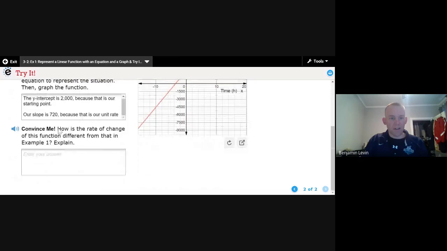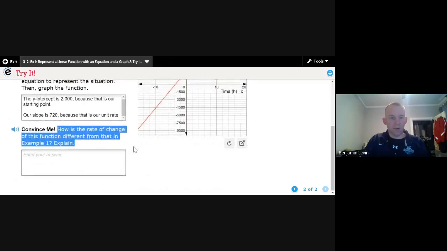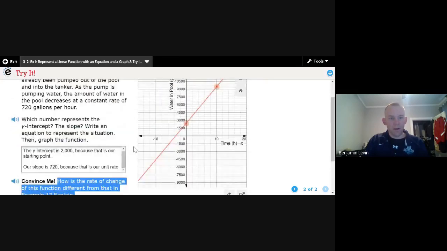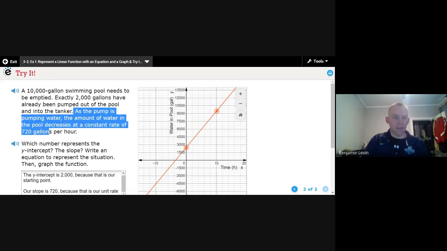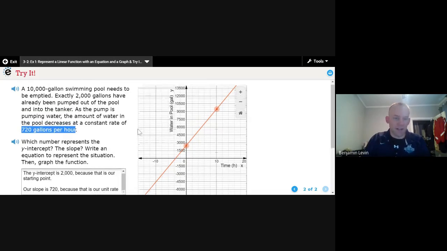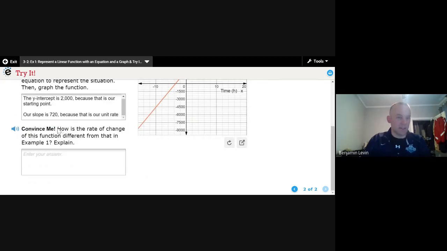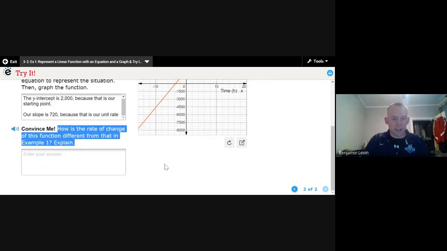How is the rate of change of this function different from that in example 1? It's not. It's not different at all. As the pump is pumping water, the amount of water in the pool decreases at a constant rate of 720 gallons per hour. It's the exact same. So I don't know why they even asked us this.